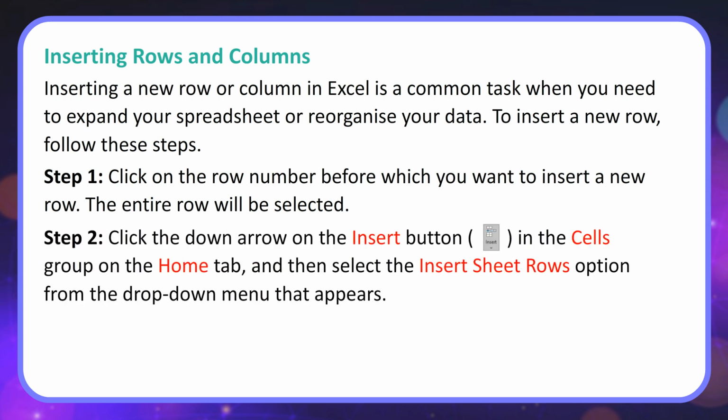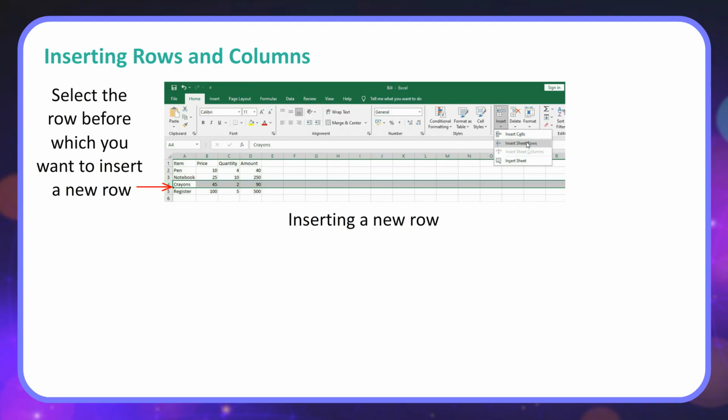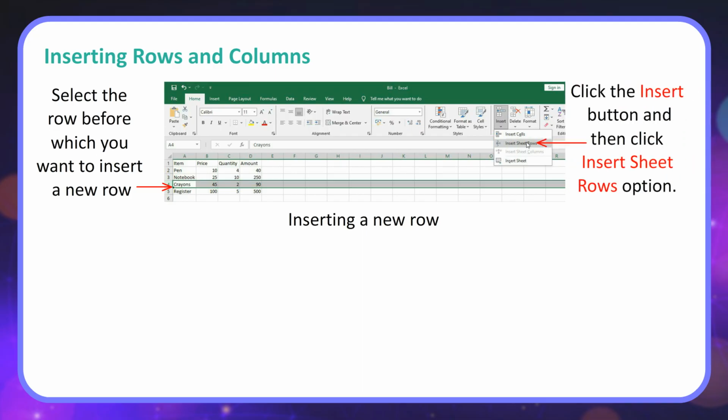Step 2. Click the down arrow on the Insert button in the Cells group on the Home tab, and then select the Insert Sheet Rows option from the drop-down menu that appears. Inserting a new row. Select the row before which you want to insert a new row. Click the Insert button and then click Insert Sheet Rows option.